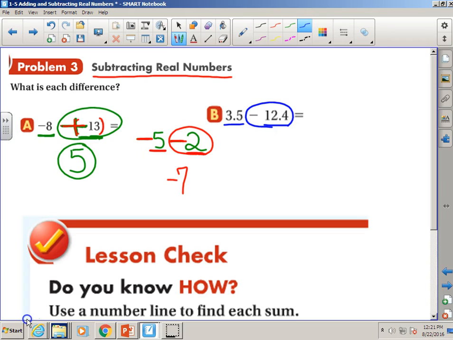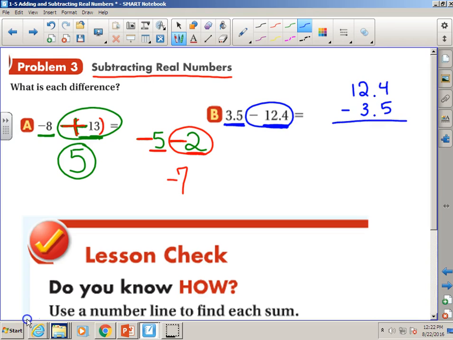So again, what sign is 3.5? Positive. What sign is 12.4? Negative. If we are different gangs, we are going to fight. So we're going to subtract. When we say fight, that means subtract each other out. Okay? So let me go ahead and do 12.4 minus 3.5. I line them up, bigger minus smaller.